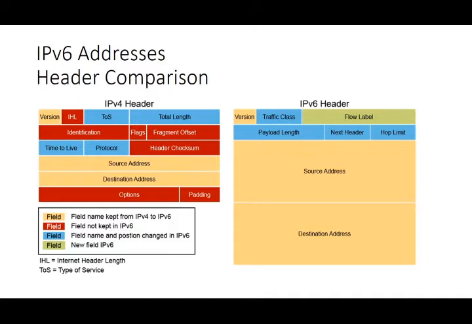We don't have a header checksum because we are going to rely on the upper layer protocol, TCP and UDP, to perform the checksum. Now we have our source and our destination address. The difference here, you will notice, is a much larger field in IP version 6. That is because it is a 128-bit address versus a 32-bit address in IP version 4. So we are going to have 256 bits of addressing for the source address and the destination address.